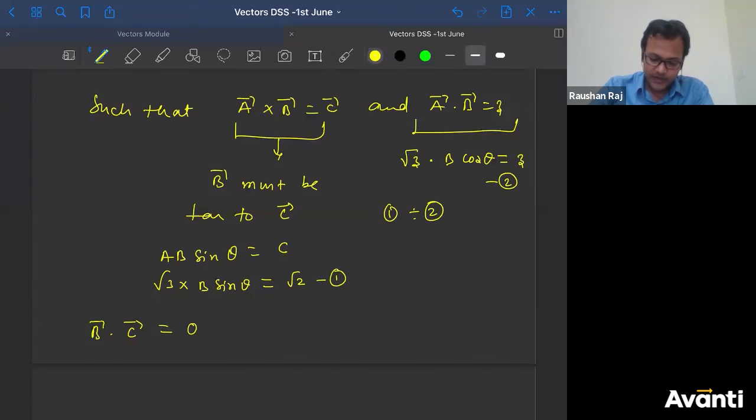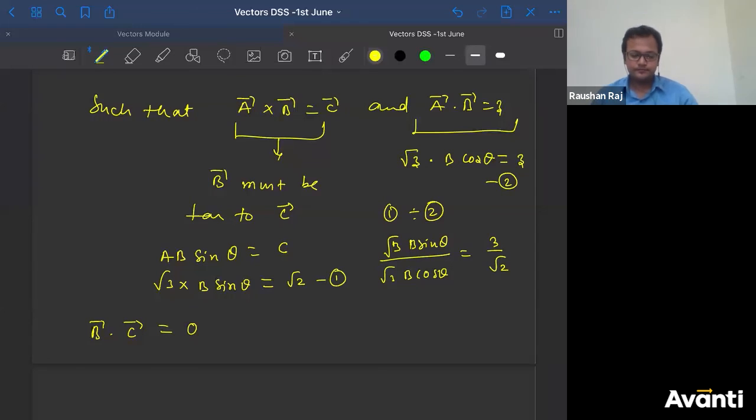what will I get? Tell me. I am only telling you this, the solution will come in some other way. I am only telling you what the angle between A and B will be. So I'll write root 3 B sin theta divided by root 3 B cos theta is equal to root 2 by 3. Got it? What will we get? From here, what will tan theta be?